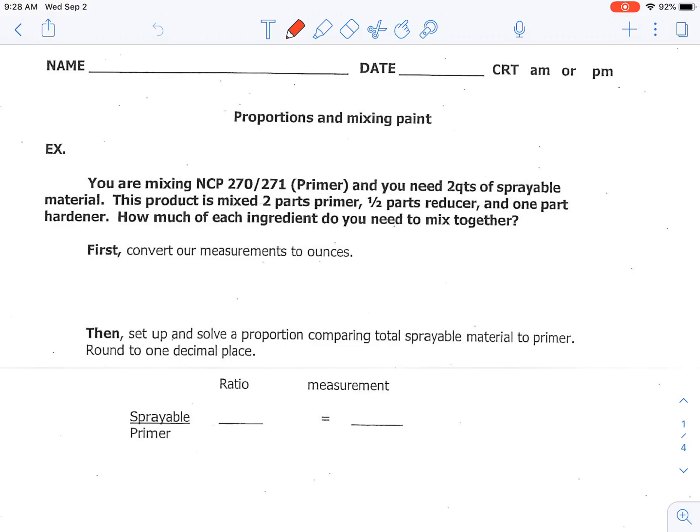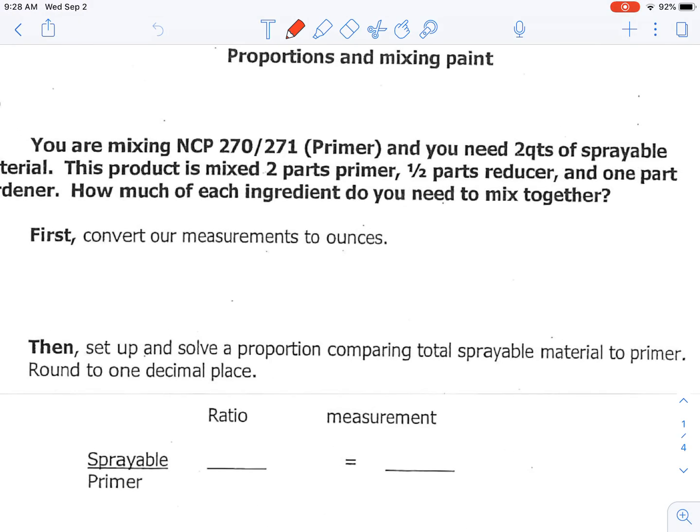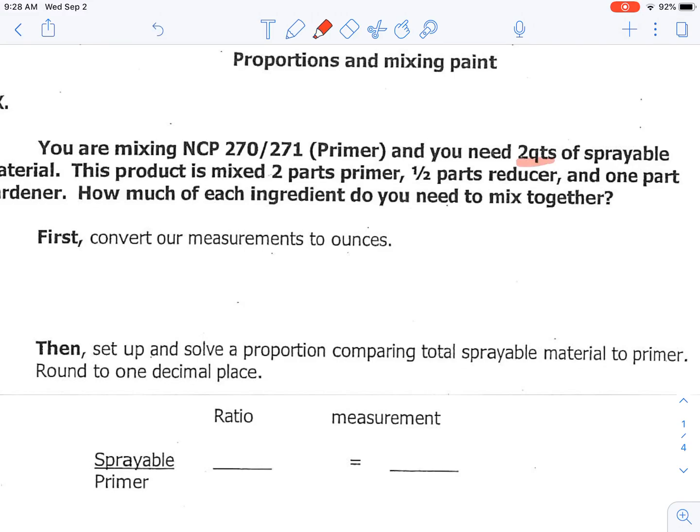So the very first thing you do is you convert your measurements to ounces. What I mean by that is your 2 quarts, we need to take 2 quarts and convert it into ounces, and you should know how to do that from a previous lesson. A quart is large, an ounce is small, so going from large to small means that we're multiplying, and we should know that there's 32 ounces in a quart. So if we multiply that, we get 64 sprayable ounces. That's how much product that we need at the end.